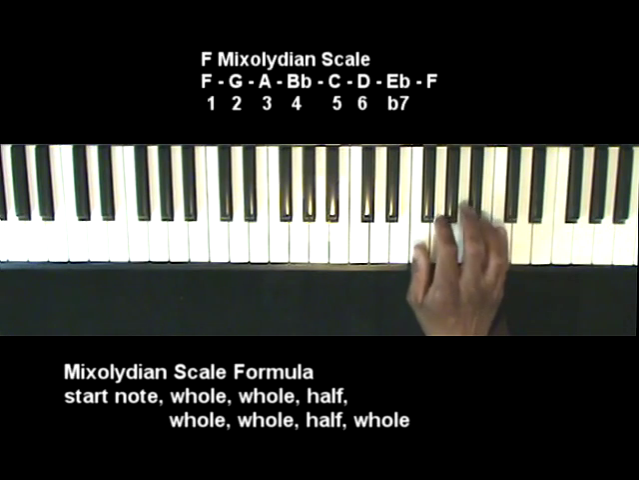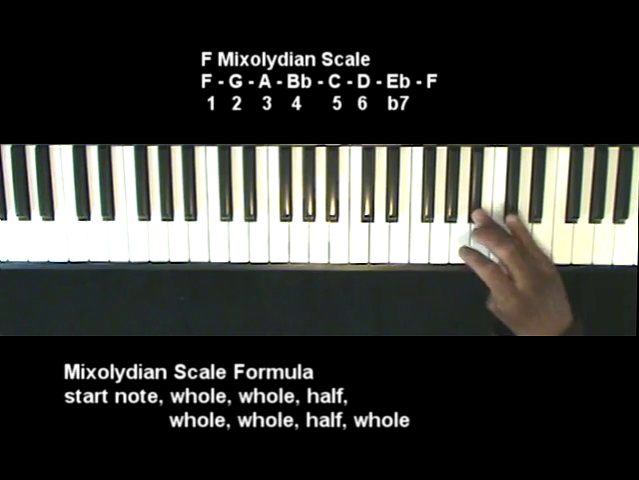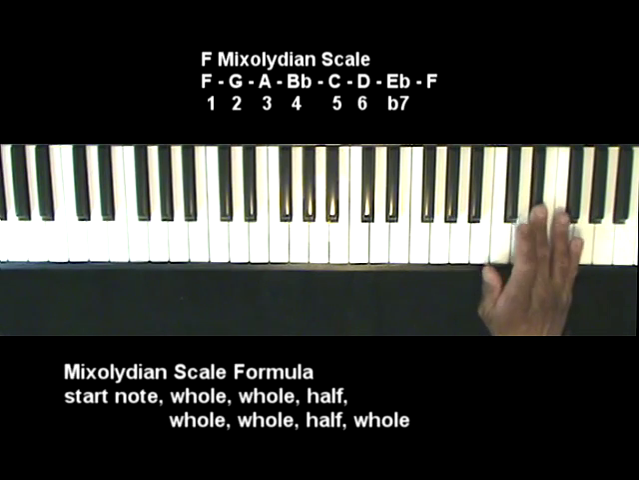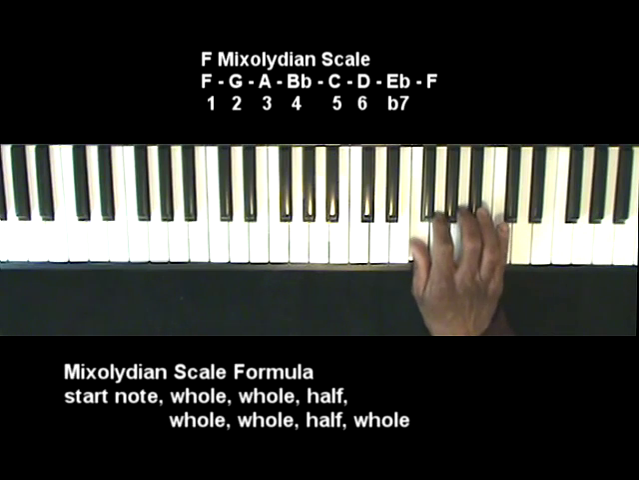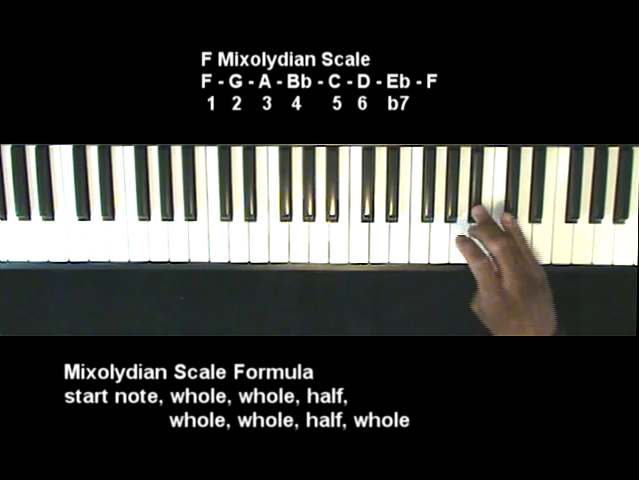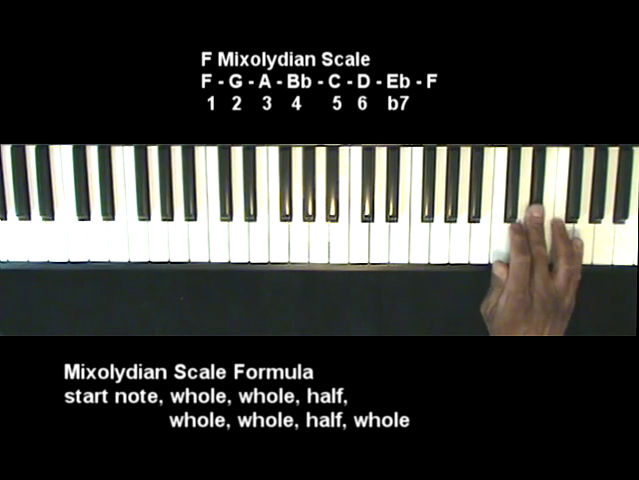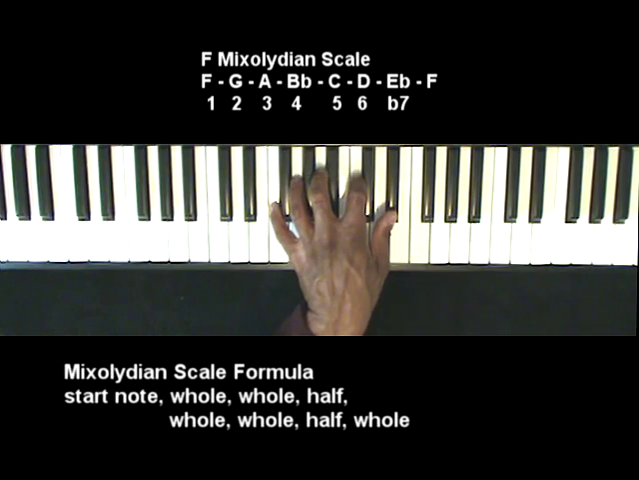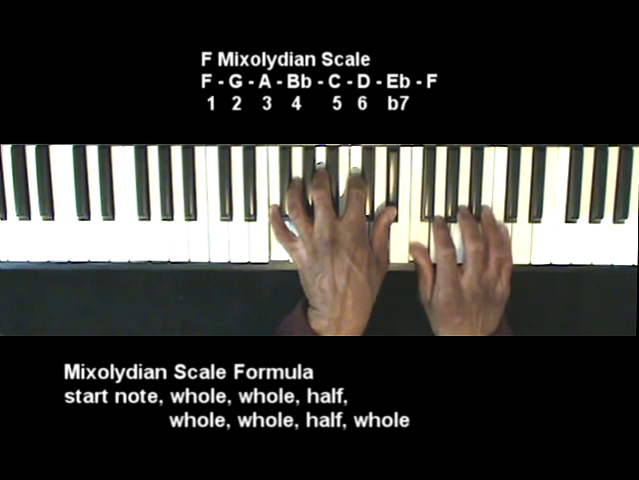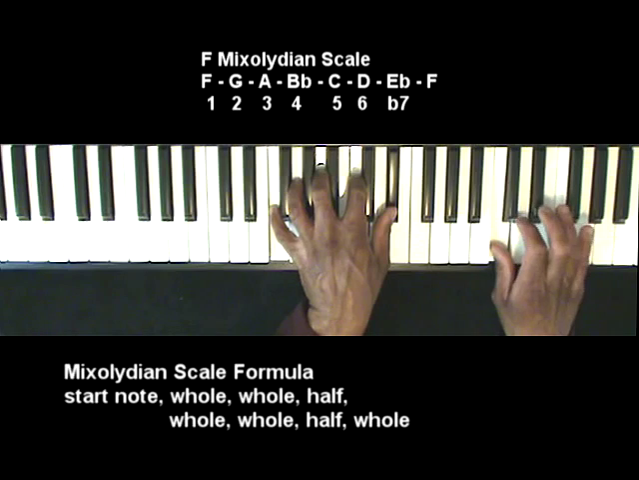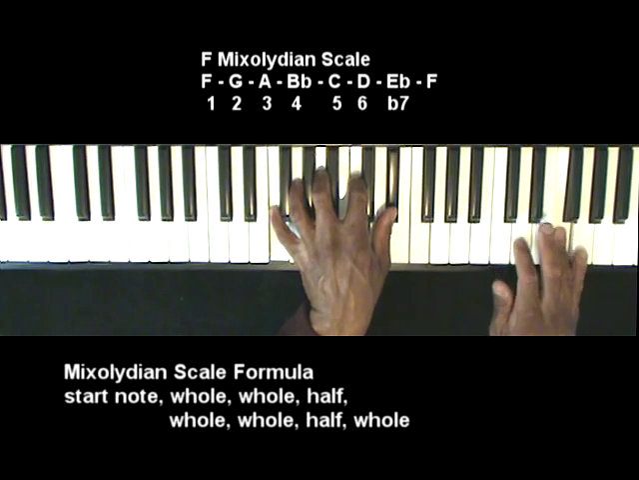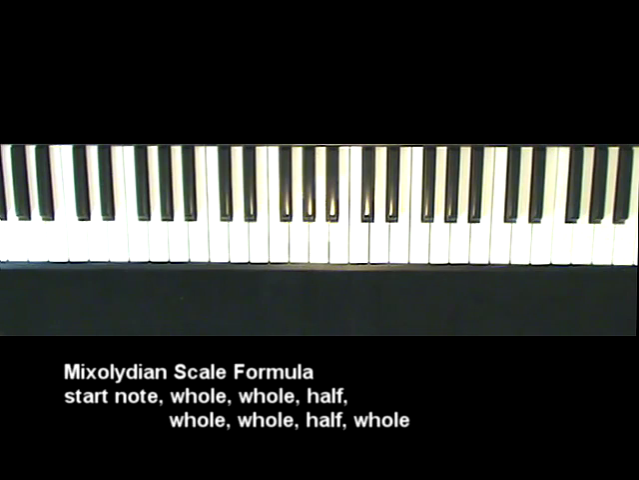So our notes in the F Mixolydian scale are F, G, A, B flat, C, D, E flat, F. If I play without saying anything. If I put an F dominant 7th chord in the left hand and play the scale on the right, again, you can see that the notes fit well with the chord.